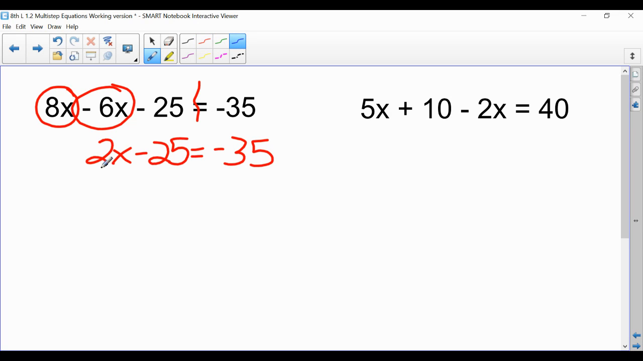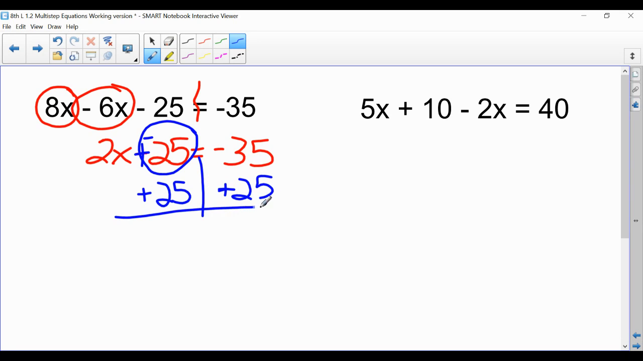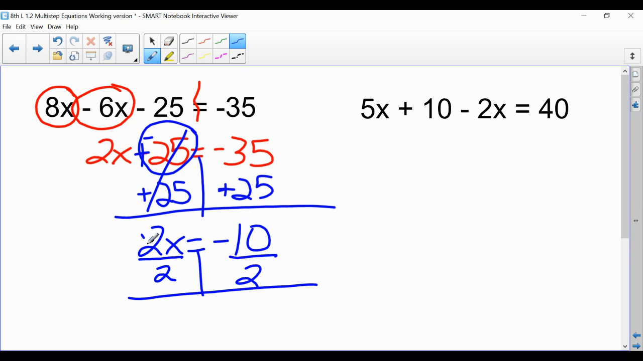Looking at my two-step equation now, 2x minus 25 equals negative 35. I have my constant here. After I add a line, change the sign, I have a negative 25, so I'm going to put a positive 25 underneath to cancel it out and move it to the other side. I'm left with 2x on this side, negative 35 plus 25, different signs, find the difference. Answer gives sign of the larger value, so I'm left with a negative 10. I have a 2 in front of my x, which is multiplication, so I need to divide to solve it. Divide both sides by 2, and I get x equals negative 5.